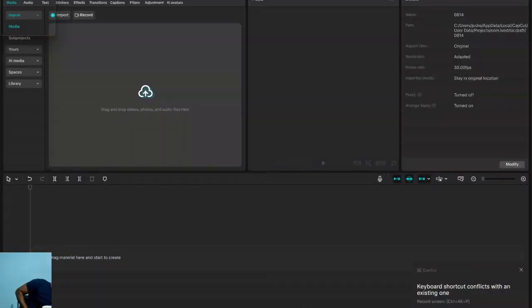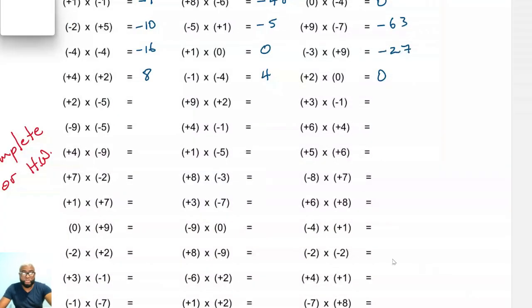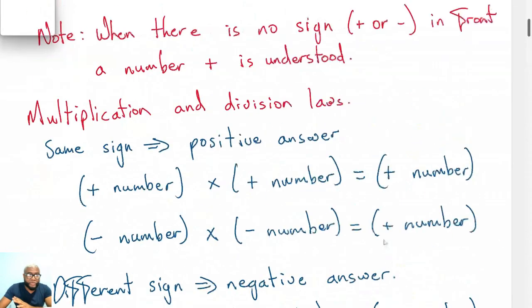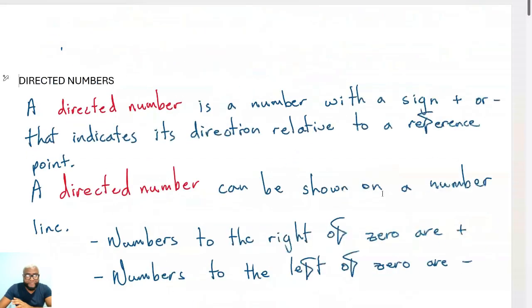That their children are getting problems with these directed numbers, right? So scrolling back up, we're going to go back to the notes that were given last class. A directed number is a number with a sign, plus or minus, that indicates its direction relative to a reference point. A directed number can be shown on a number line.